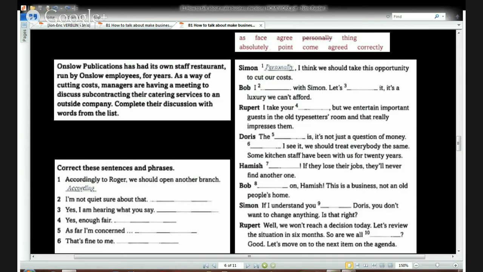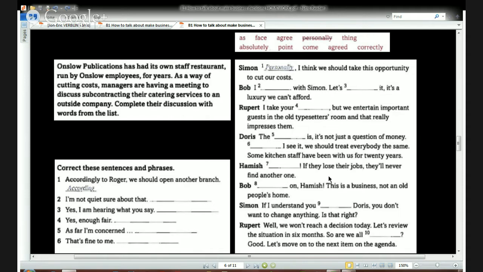And going back to Anton. What does Hamish respond? Absolutely, I think. Absolutely. If they lose their jobs, they'll never find another one. Right. Remember, the meeting is about subcontracting a catering service because they have kitchen staff, but they're going to save money if they replace the staff with a catering service. So that's what they're debating. So Hamish, does he agree or does he disagree with Doris, Anton? Your answer is correct, but does he agree with Doris or does he disagree?